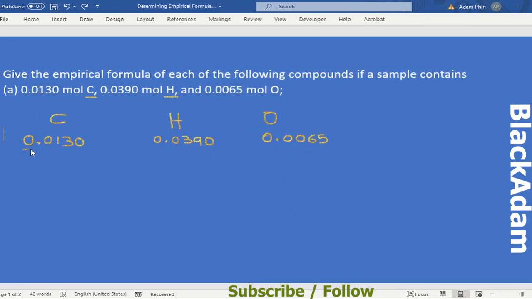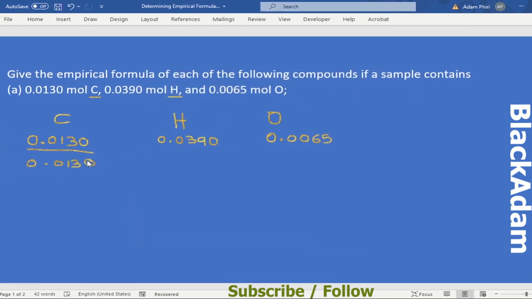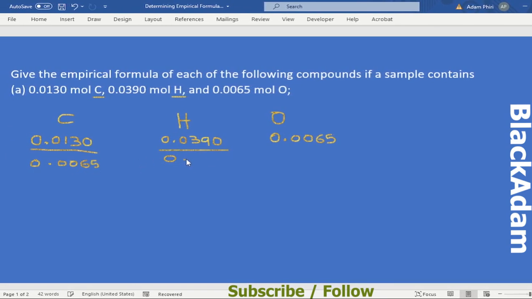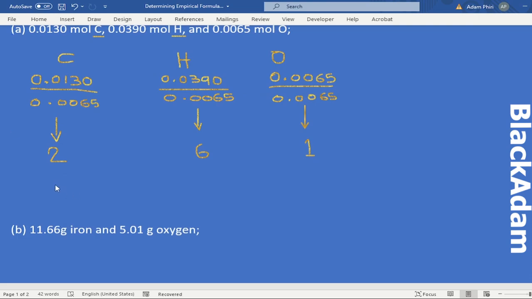So we divide everything by the smallest to find the actual ratio. So it's 0.0130 divided by 0.0065, that's our smallest, and also dividing 0.0390 by 0.0065, and then dividing 0.0065 by itself. That will give us 2, then 6, and then 1. So the ratio is 2, 6, 1.